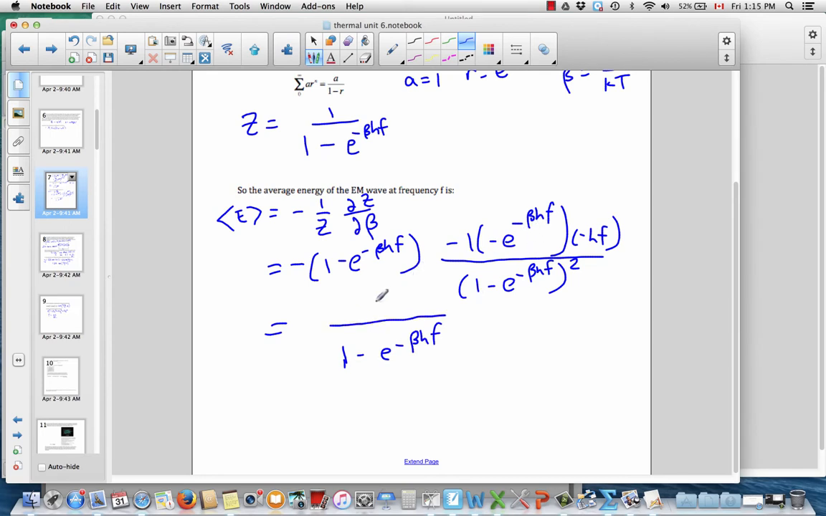And then we've got hf e to the minus beta hf. Now we're just going to multiply top and bottom by an exponential function, because that will simplify it a little bit. So in the numerator we only have hf, then in the denominator we get e to the beta hf minus 1. So that's the average energy of an electromagnetic wave at frequency f. Now we need to relate that frequency f to the electromagnetic wave, and here's how we're going to do that.